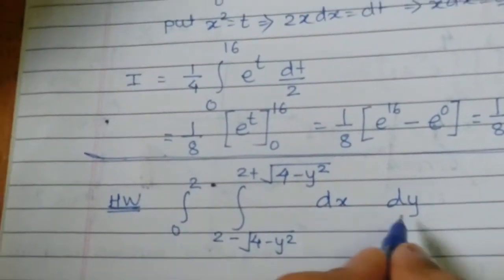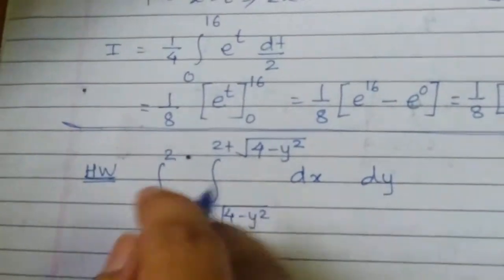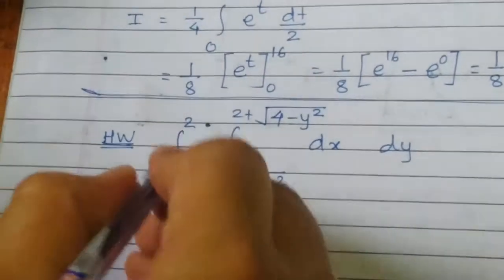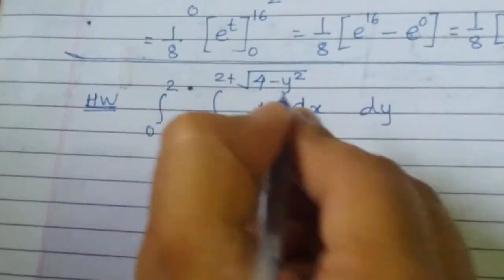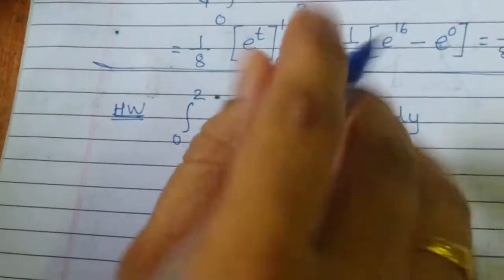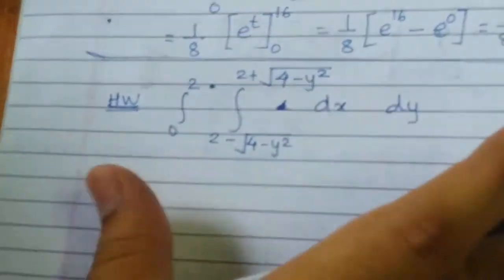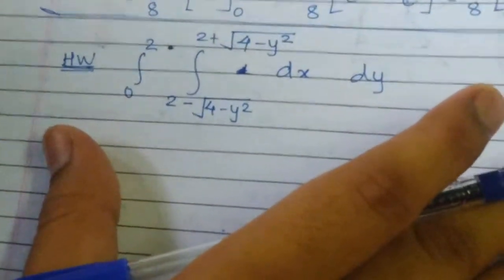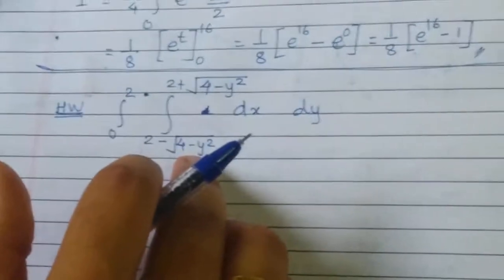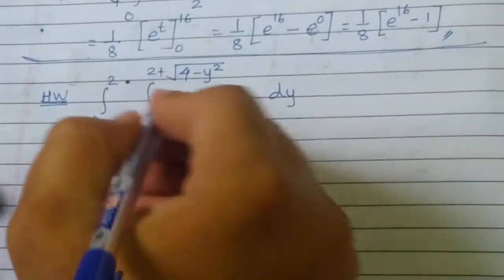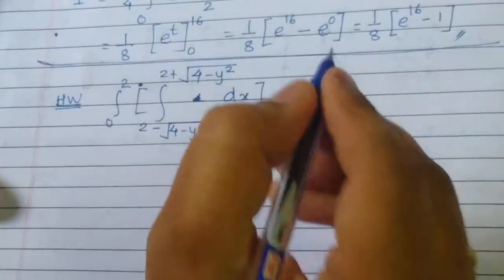Now just take this problem as homework. I will explain the diagram for this particularly. See, of course f of xy is not given, so here you can say it is 1. Of course this is the problem of the area. Now your inner limits are of x and outer limits are of y. So first you are going to integrate with respect to x and then with respect to y.